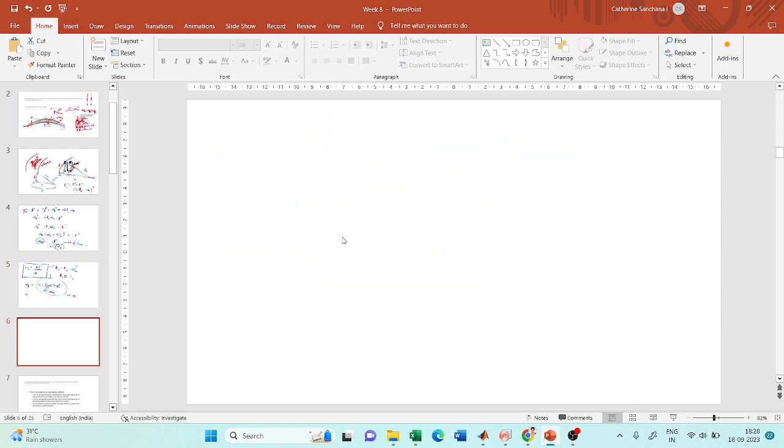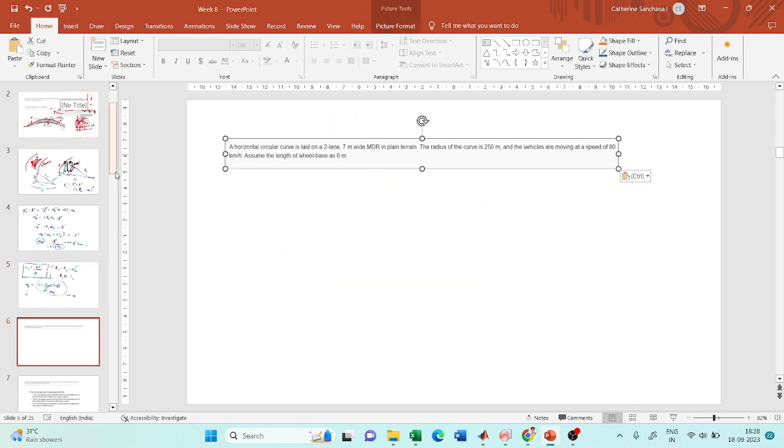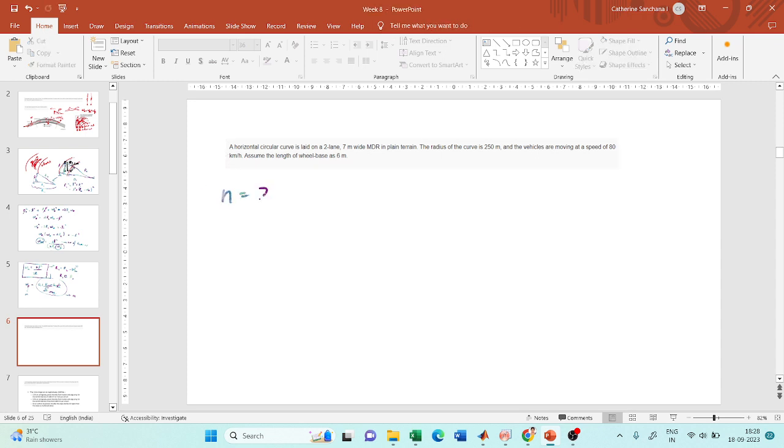What information do you have? You have N as 2 because it is a two-lane road. The width of the road is 7 meters, maybe this is not required. Radius of the road is 250 meters, and speed V is 80 km/h. And one more thing is the length of the wheelbase. It is 6 meters. Now what is mechanical widening?